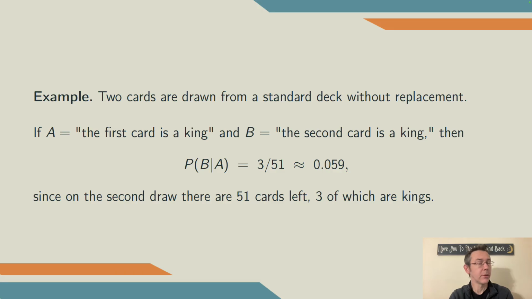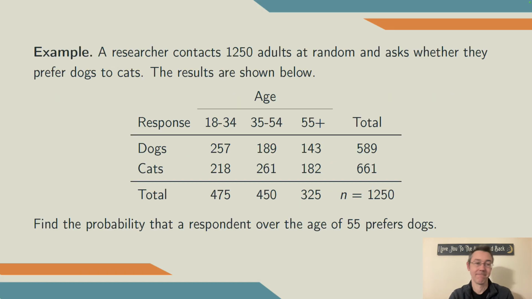In other words, you don't put the first one back before you draw the second one. We're going to let A be the event the first card is a king, and B be the event that the second card is a king, and we're going to compute the probability of B given A. So A means that we've taken out one of the kings from the deck. Instead of having 52 total cards, we only have 51 now, and instead of 4 kings, we only have 3 now. So the probability of B given A is 3 divided by 51, about 0.059.